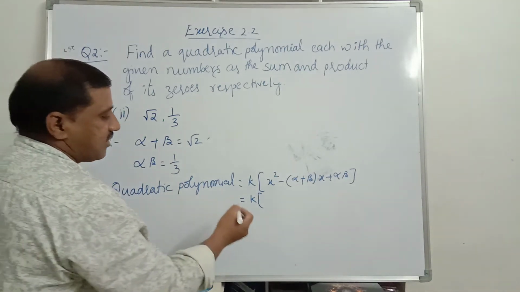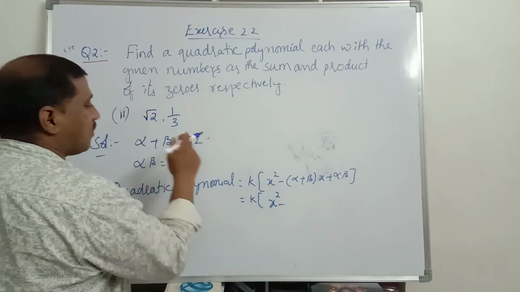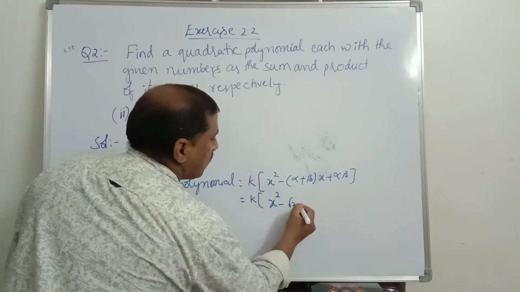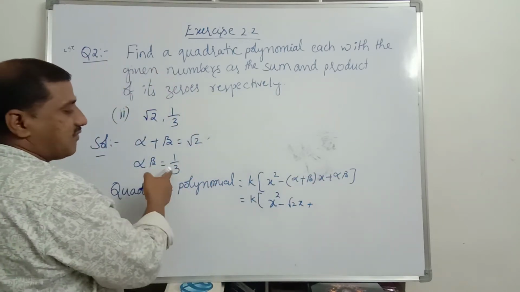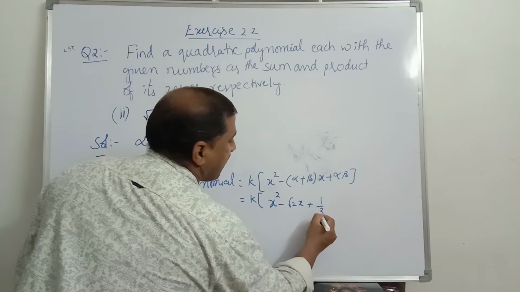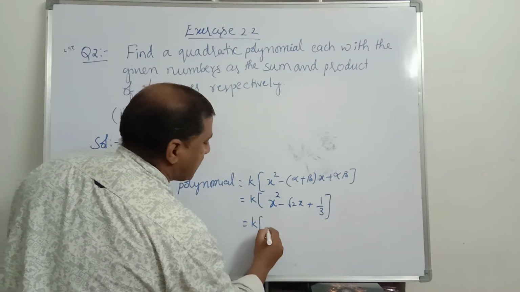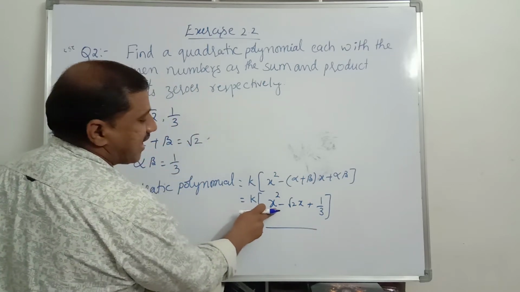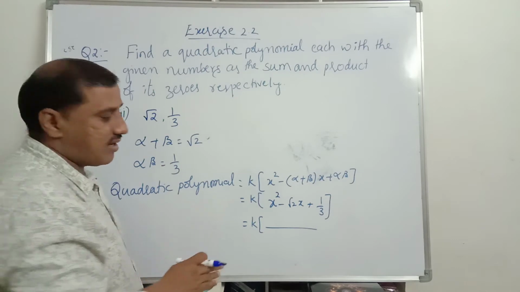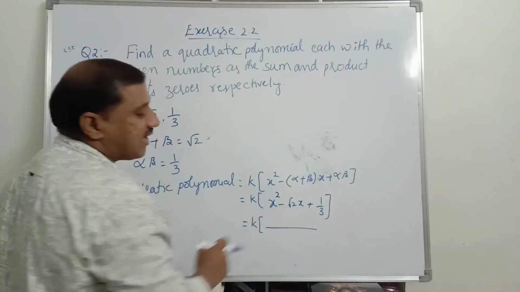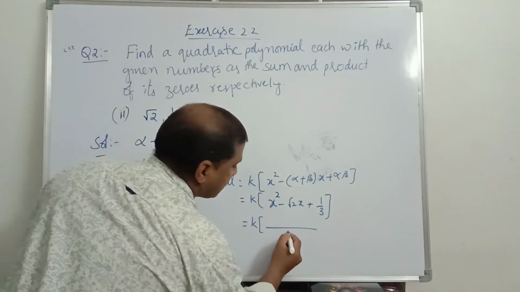Then simplify. That is k into x square minus alpha plus beta, which is root 2, into x, that is root 2x, plus alpha into beta, the product of the zeros, which is 1 by 3. Again take the common denominator by taking the LCM. So here x square means it is x square by 1. Root 2x means it is root 2x by 1. Here the denominator is 1 and here the denominator is 1. So the LCM for the three denominators 1, 1 and 3 is 3.